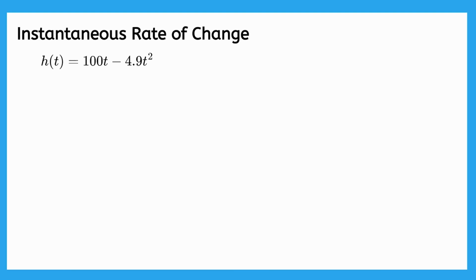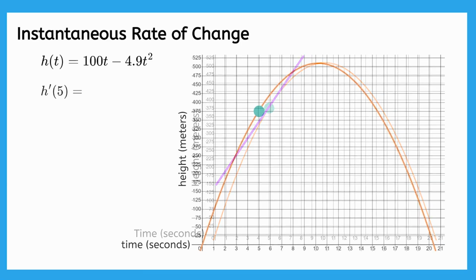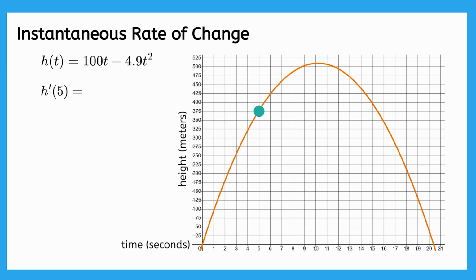This function, h of t, models the height of Mia's rocket in meters, t seconds after launch. Back when we could only find the slope between 2 points, the only velocity we could calculate was the average velocity. But now that we have derivatives, we can find the rocket's exact velocity at any point we want. Pause and try to find the derivative 5 seconds after Mia took off.